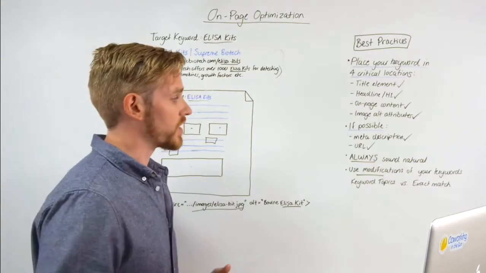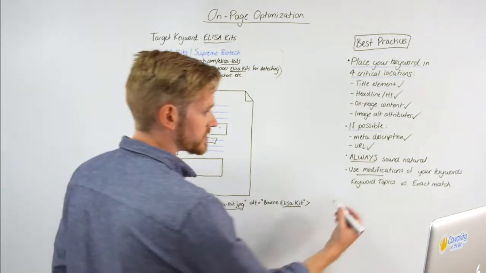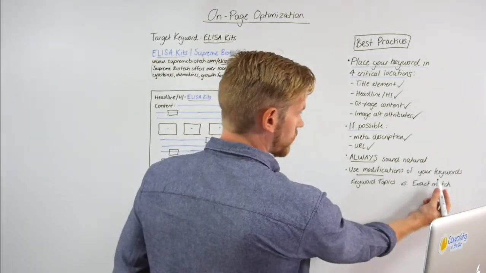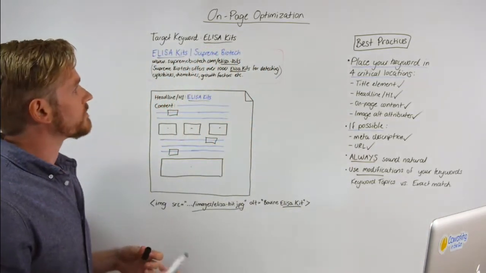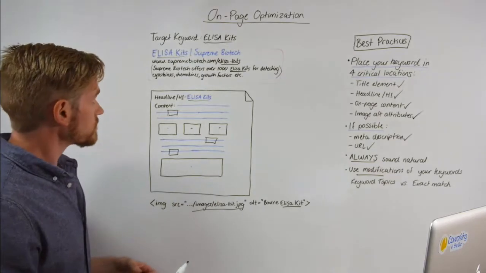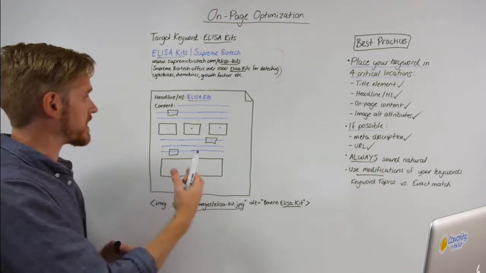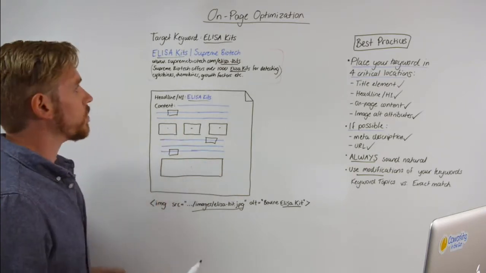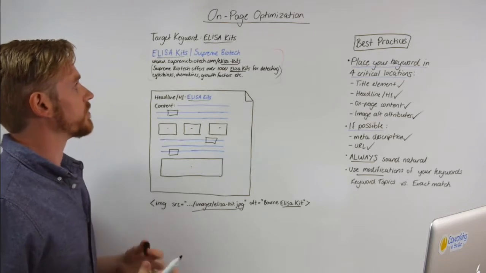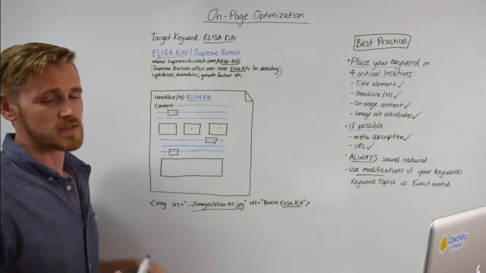On the same note of trying to look natural, what you can do is use modifications of your target keyword. So if we're trying to rank for ELISA kits, and you're finding that it's very difficult to keep on fitting in these keywords several times into your content, what you can use is a modification of that keyword. So you can use ELISA test kits or ELISA test.